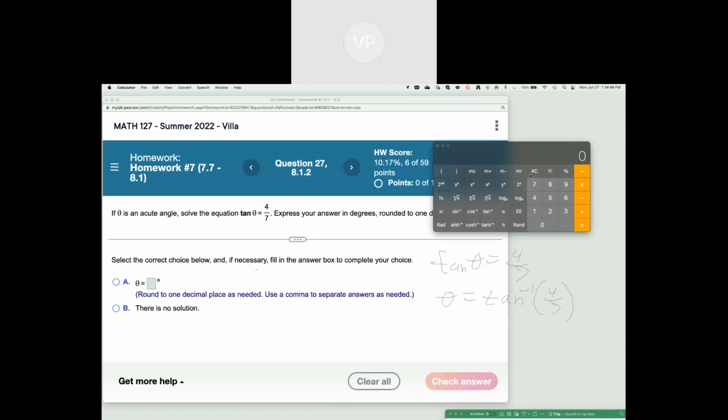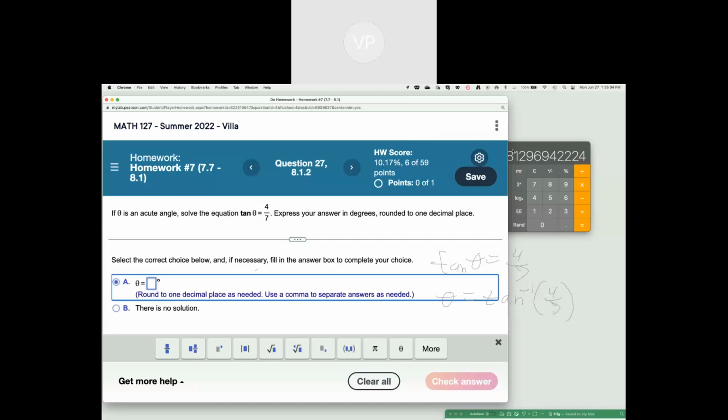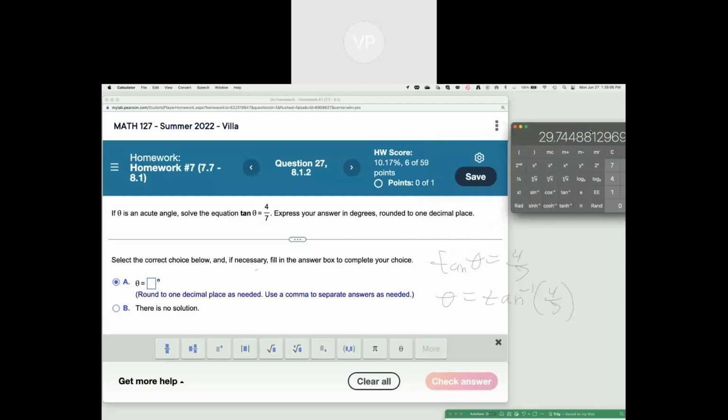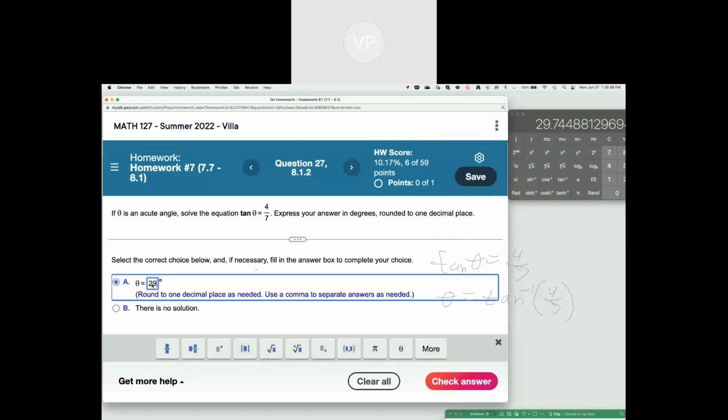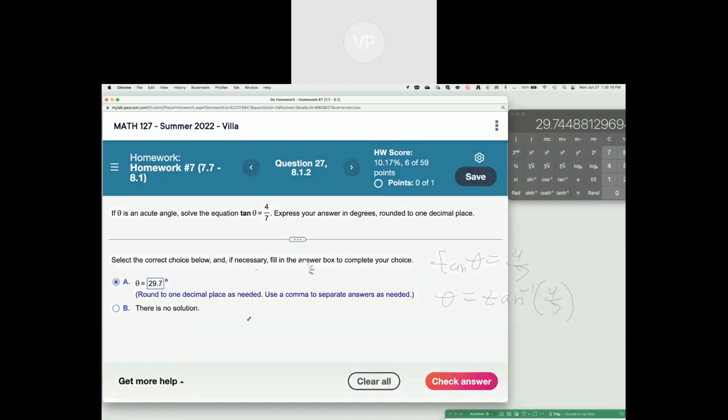So I'm going to take the 4 and the 7, divide 4 by 7. We get this, and take the inverse tangent of that. I already have it on the screen. We get 29.74488 degrees. Round to 1 decimal place. So 29.7 is what I'm going to put here. And there's our answer for number 27.